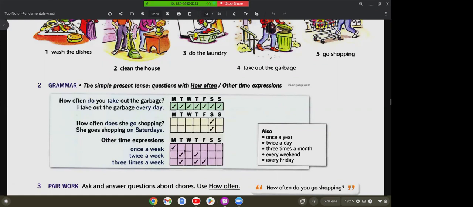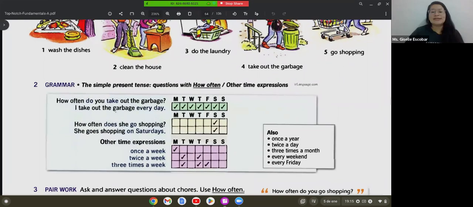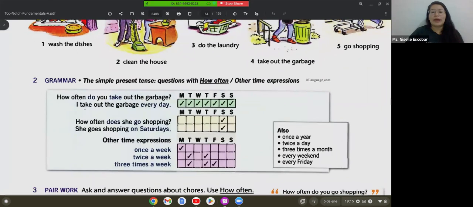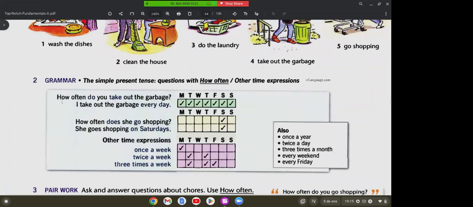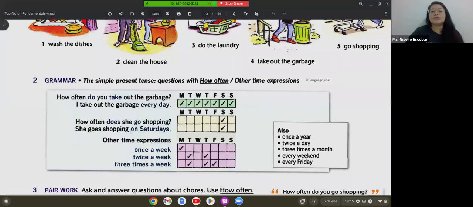¿Qué tan seguido? So, as you can see here in the examples, en los ejemplos, we have some questions and some answers. Muestra dos preguntas, dos respuestas. So, let's see the first one. How often do you take out the garbage? What is that question asking? ¿Qué se está preguntando ahí?